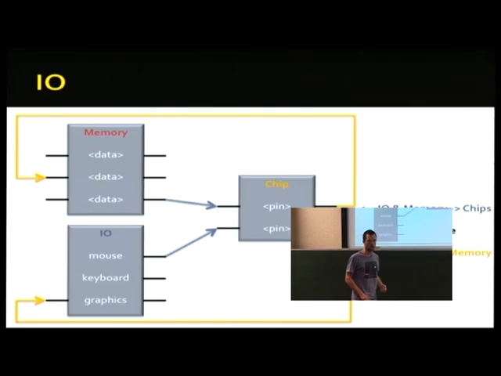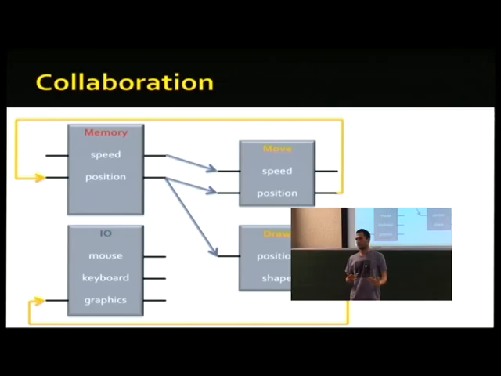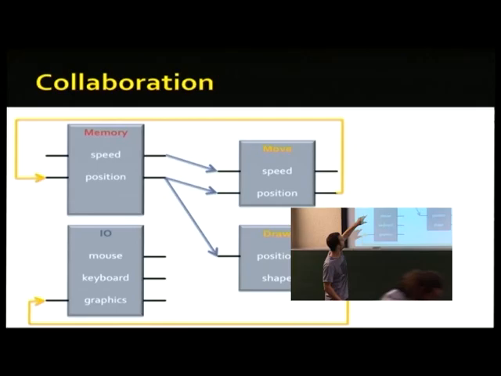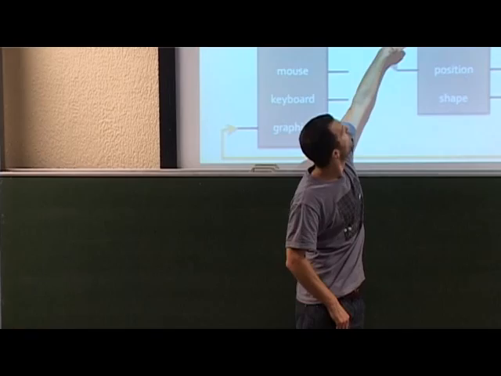So I'll just give a little more practical example. Obviously, it's a little bit of a baby example, but otherwise it's hard to fit things on a slide. So imagine we want to both move something on the screen and draw it at the same time. In memory we have a speed and a position. We can see that this is sent to a move chip, so that at every cycle, the move chip is going to modify the position and send it back again.